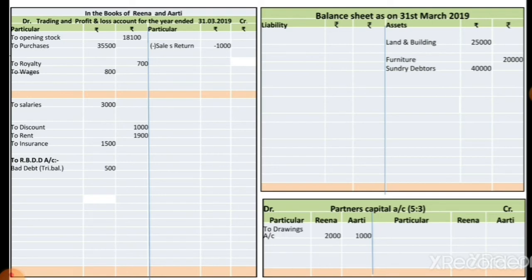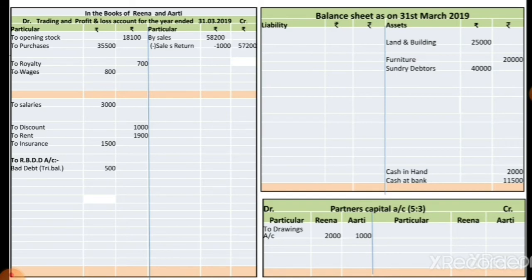Next, drawing is there, it is recorded on the partners' capital account debit side. We recorded it as two drawings accounts. Reena's drawing is 2000 and Arti's drawing is 1000, so respectively recorded in their individual columns. Next one is cash at bank. It is a current asset, so on the asset side in the balance sheet we recorded 11,500, directly in the outer column. Similarly, cash in hand is also a current asset, so directly in the outer column we record it as 2000.